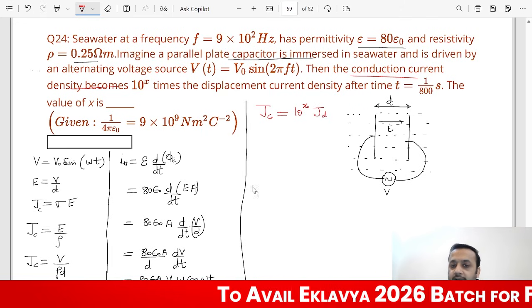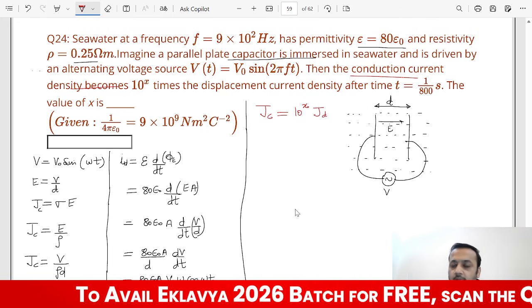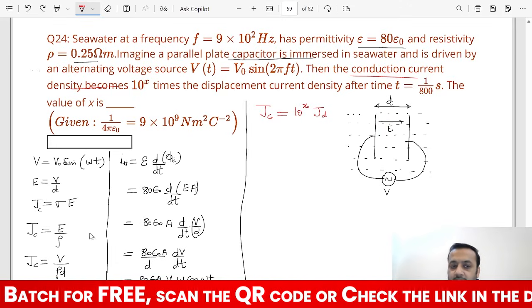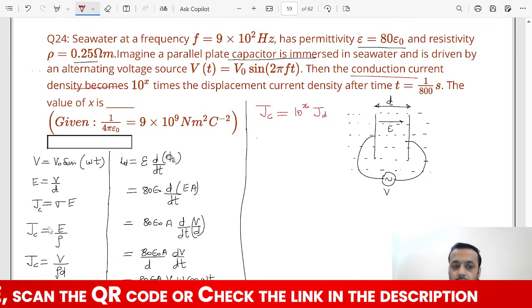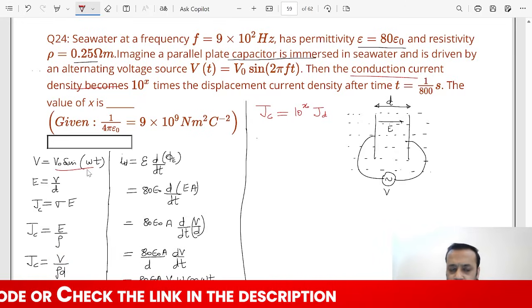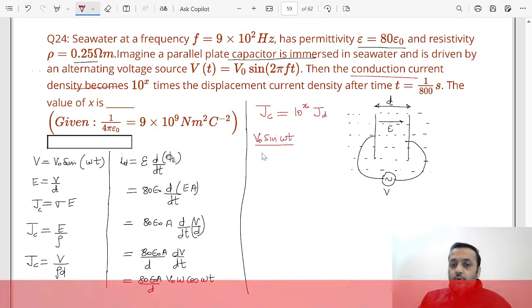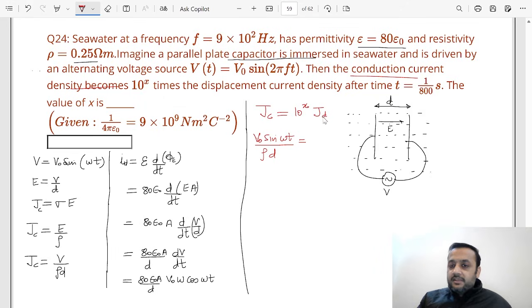And how will you find J displacement? That will be I displacement upon area, basically this area. So J conduction is V by rho d, and V is given as V naught sin omega t. So V naught sin omega t upon rho into d is the value of conduction current density. That will be 10 to the power x into J displacement.